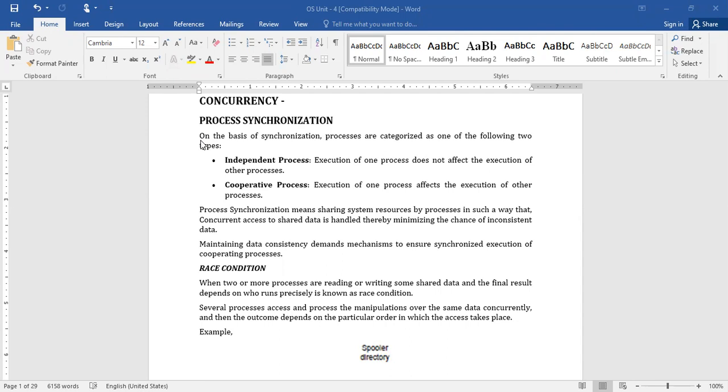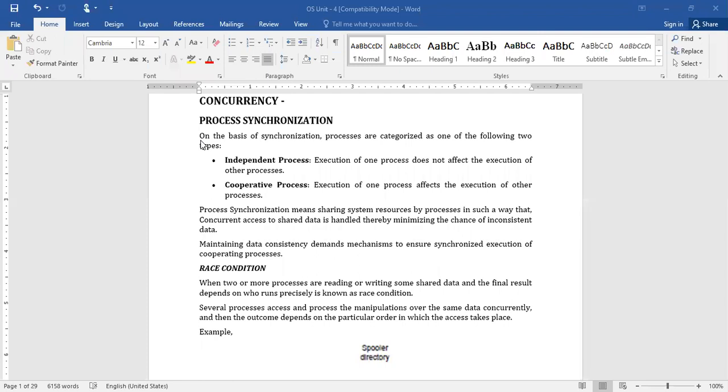In the case of independent processes, they won't disturb any other process, so there might not be a problem of consistency. But when coming to cooperative processes, the execution of one process may affect the other. In that case, if they are not properly synchronized, or if you're not maintaining a proper mechanism to keep our data consistent, it leads to a severe problem. So process synchronization is essential while implementing cooperative processes.